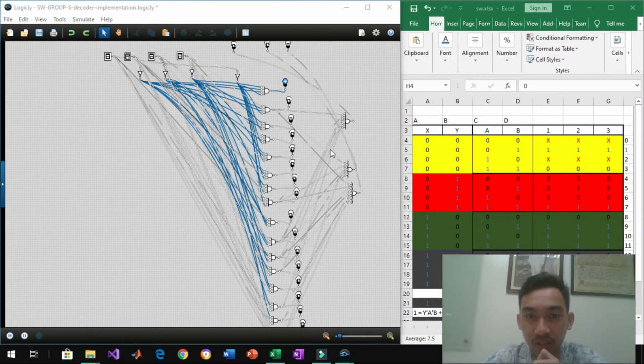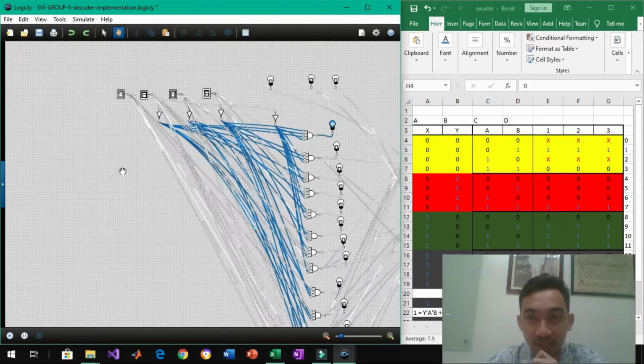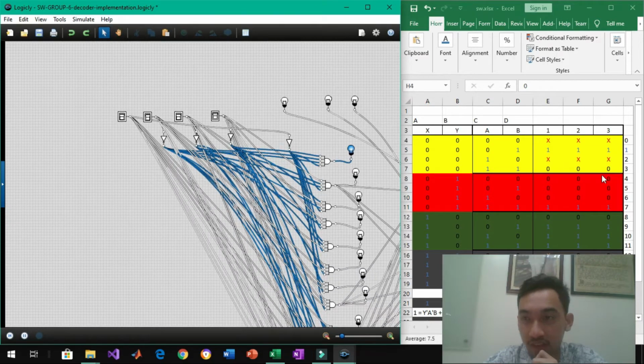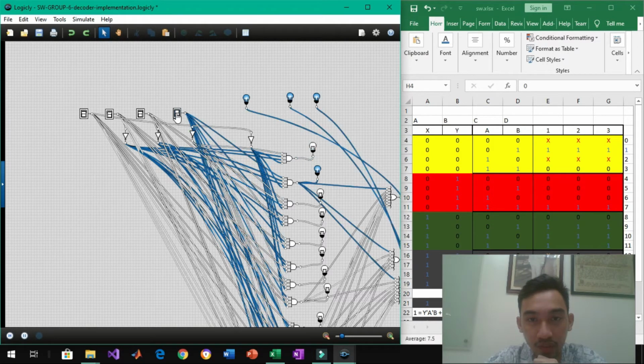I will now simulate the implementation of the decoder. So at min term 0, the decoder is at min term 0, and the outputs are all x. And at min term 1, the decoder is at min term 1, and the outputs are all ones.